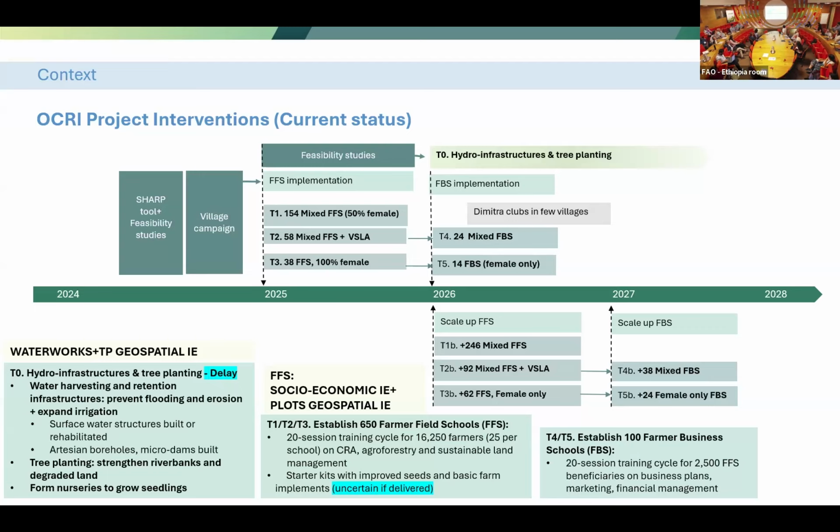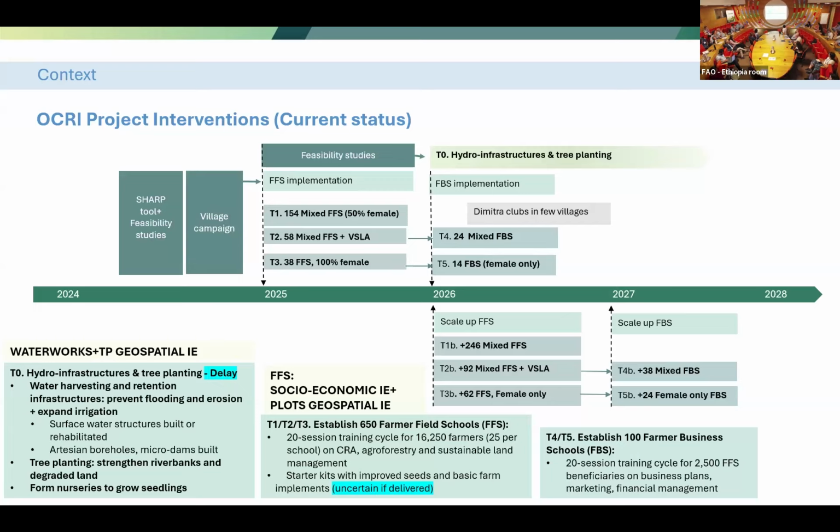One is a Farmer Field School mix in which 50% of the members are women. There is another component in which we are going to complement the Farmer Field School with the Village Savings and Loans Association, the VSLA you can see there. There is also another kind of Farmer Field School mainly for women members. This is going to be in 2025, with a scale up in 2026. Basically, it's the same structure.